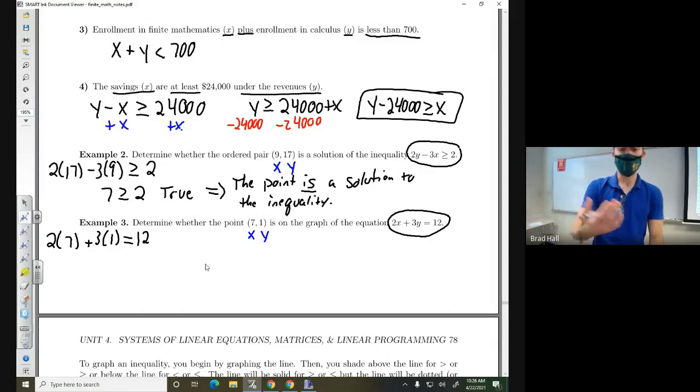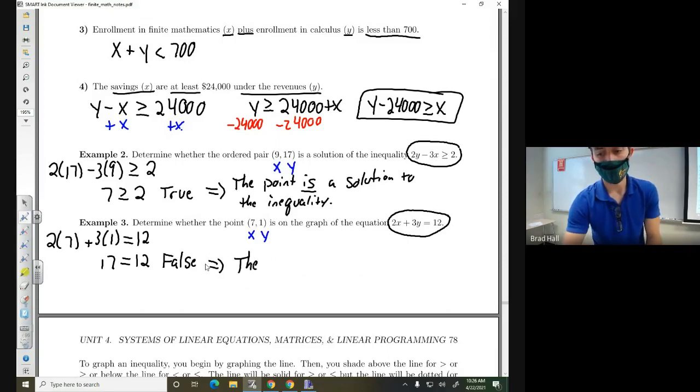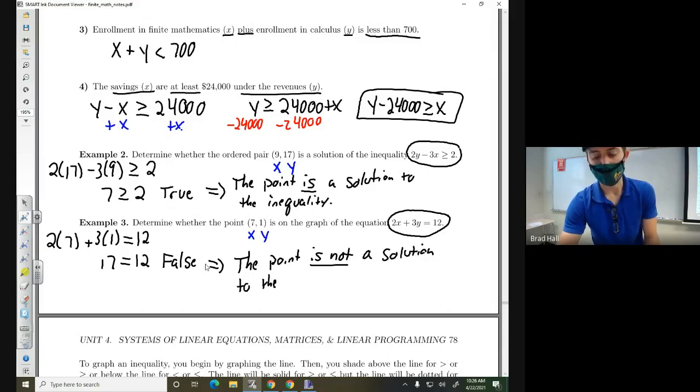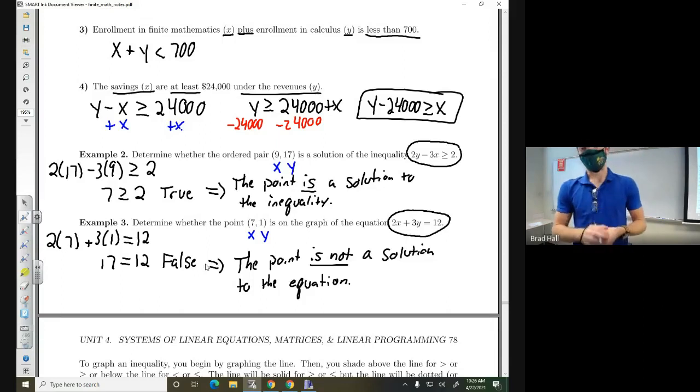2 times 7 is 14, plus 3 is 17. Is 17 equal to 12? Of course not. So we get a false statement. So we say the point is not a solution. To the, I mean, technically it's an equation. Last one was an inequality, so I said the word inequality. This is an equation, because there's an equal to sign.